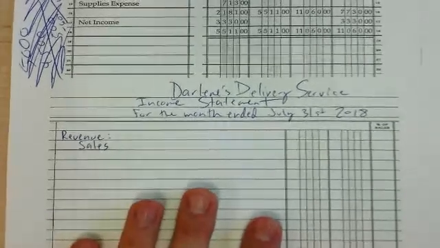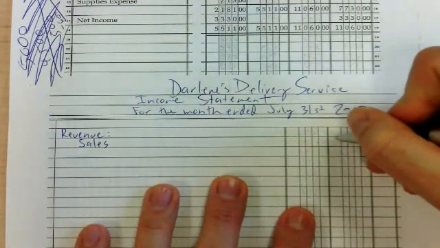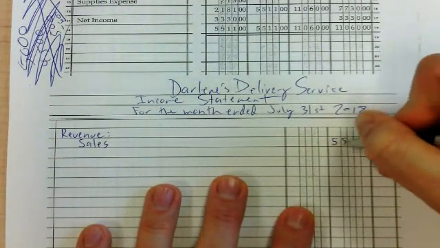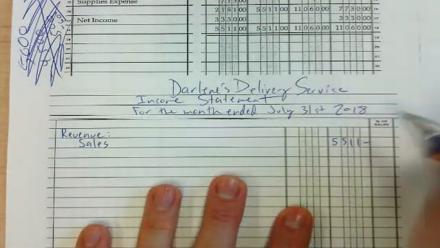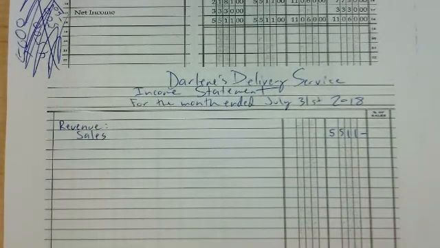Sales has a normal credit balance. So you're going to put the sales amount, 5511, over here on the, I guess you would call that the credit, even though they're not calling these credit or debit. Because when you hand it to the boss, you don't want to have to explain what a debit or a credit is.